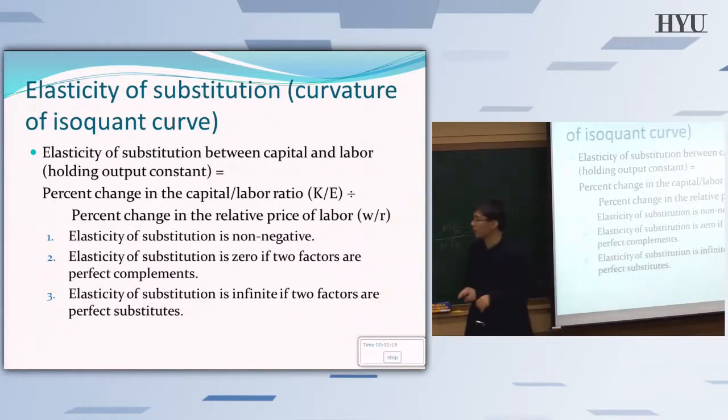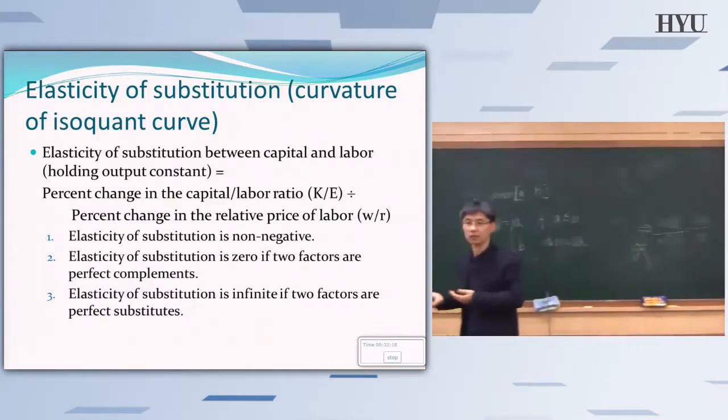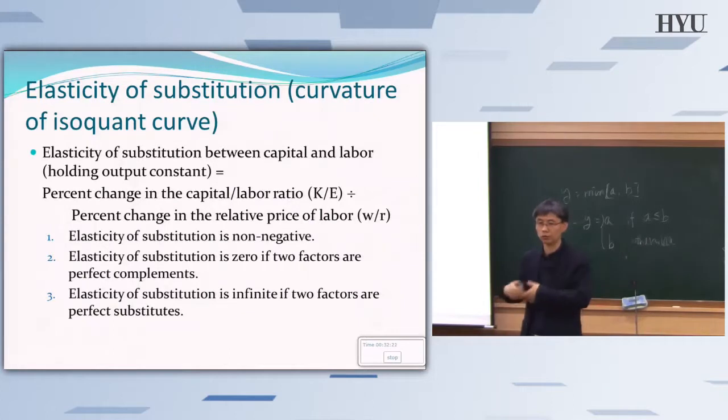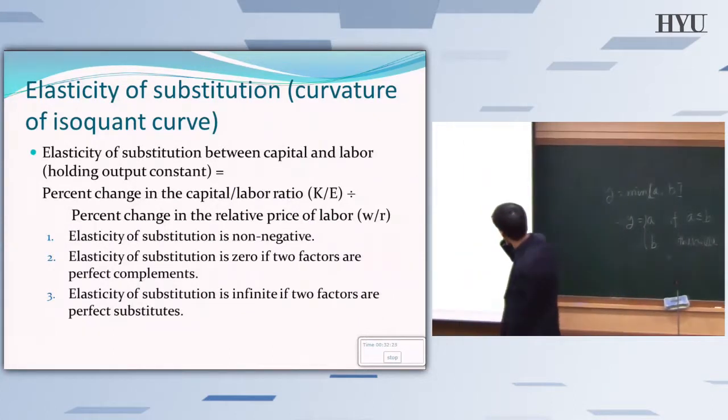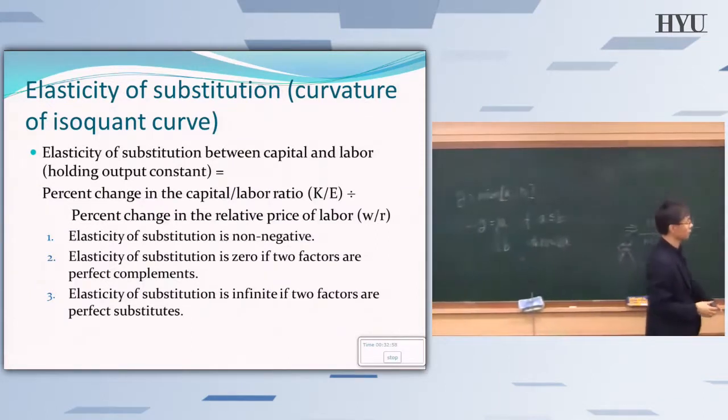Meaning that when something becomes more expensive relative to the other, it should be used less, and the cheaper one should be used more. So, for example, if W over R gets smaller, meaning wage got relatively lower than rent, so labor got cheaper. That means K over L should be smaller now. Why? Because they use more labor and less capital. So when this number gets smaller, this number will get smaller. When this number goes up, this number will also go up. So they always move in the same direction. So elasticity of substitution is non-negative.